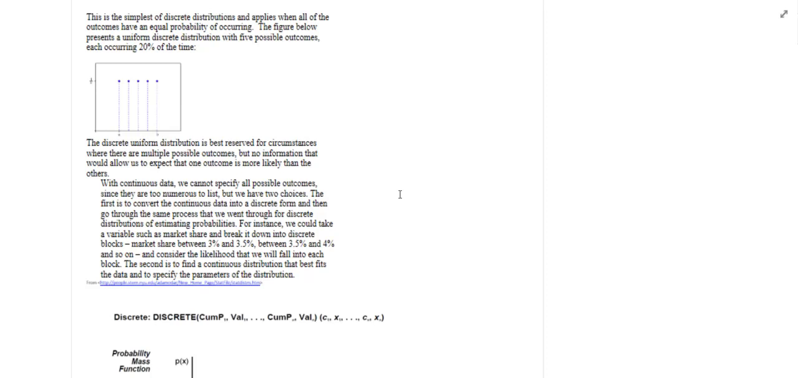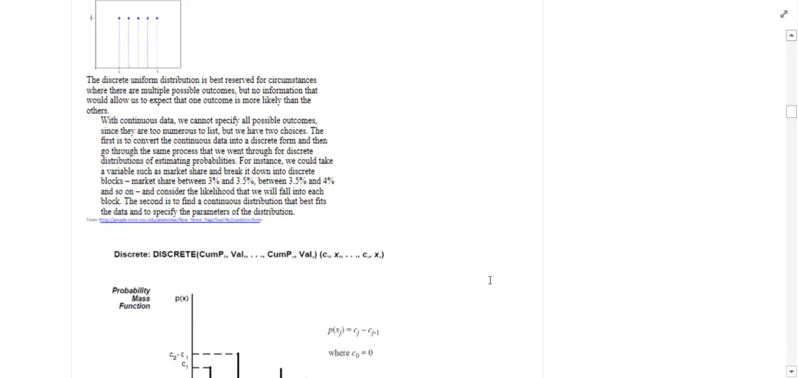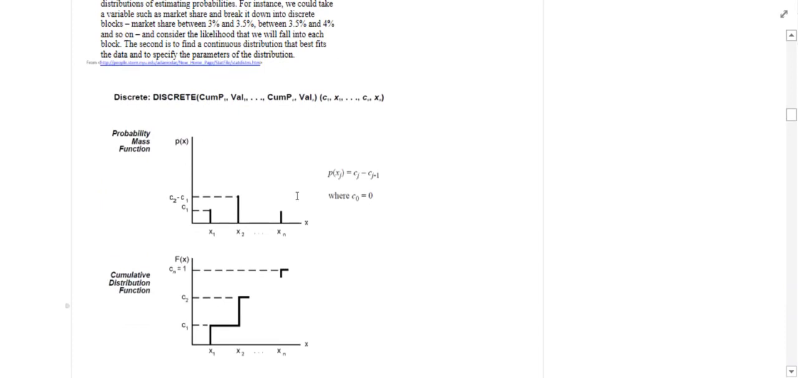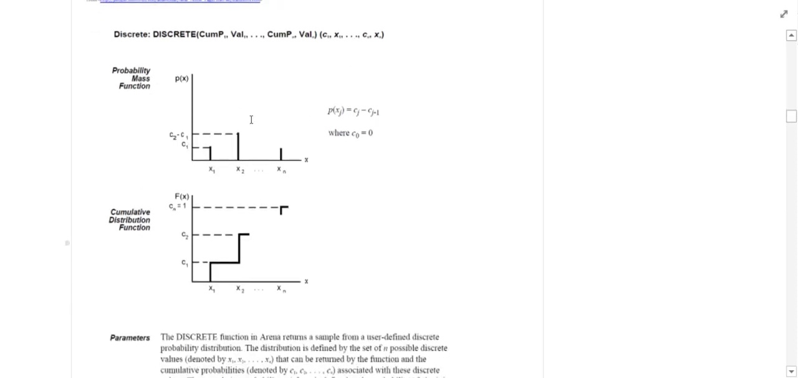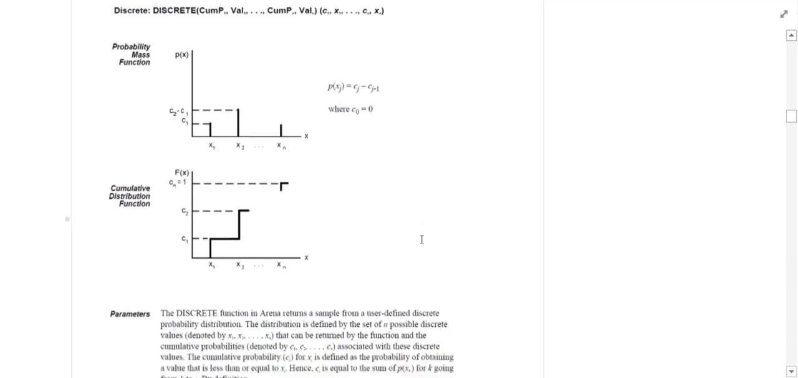The second method would be to find a continuous distribution that best fits the data and specify the parameters of that distribution. In our case, using our software, we would probably fall into the first category and take that data and bust it up into blocks, and then look at it in that sense. And that's a pretty common thing to do. So on the ARENA side, this is how it's specified: discrete, cumulative probability, value, cumulative probability, value, and so on, and then individual probabilities as well. So here are your 2 functions, your probability mass function, and then finally your cumulative distribution function.